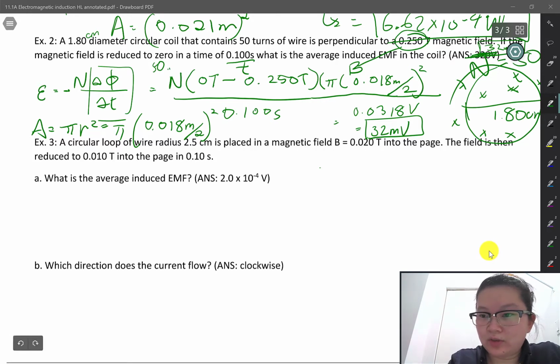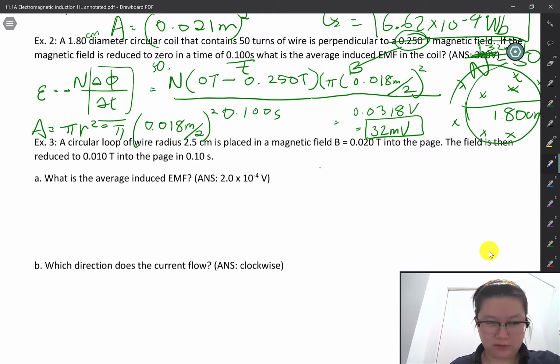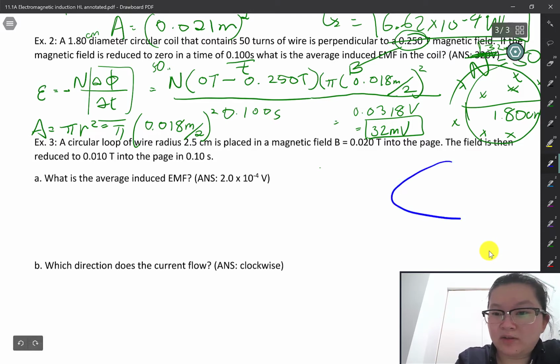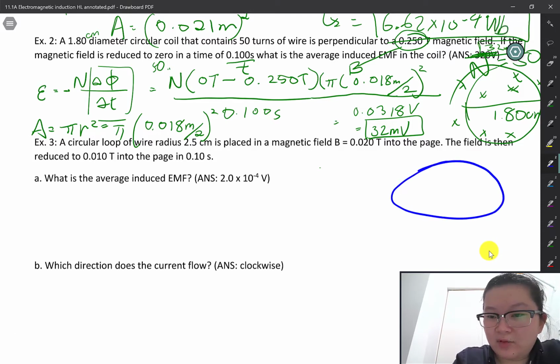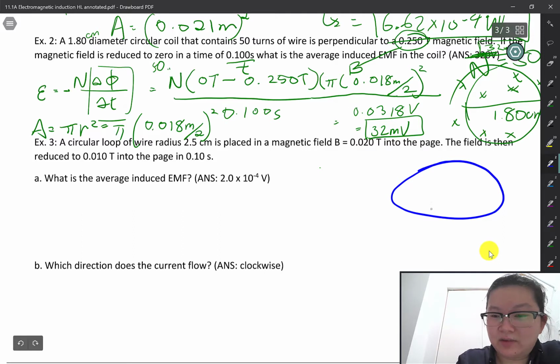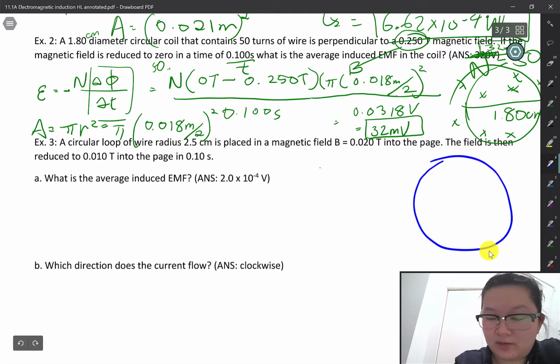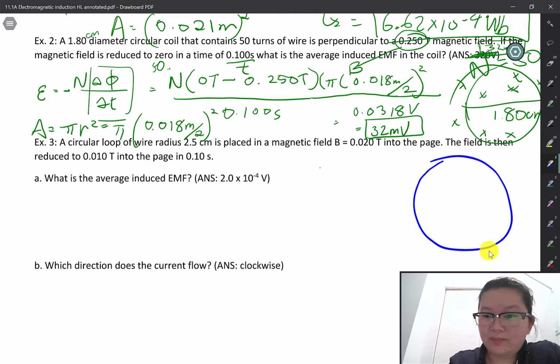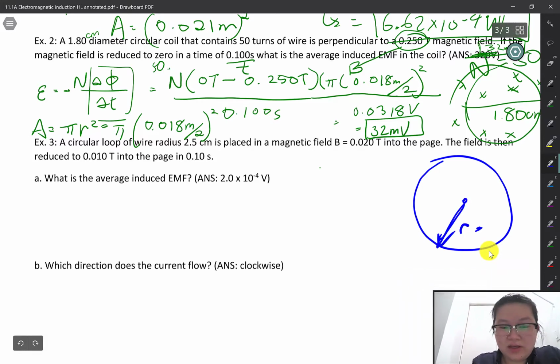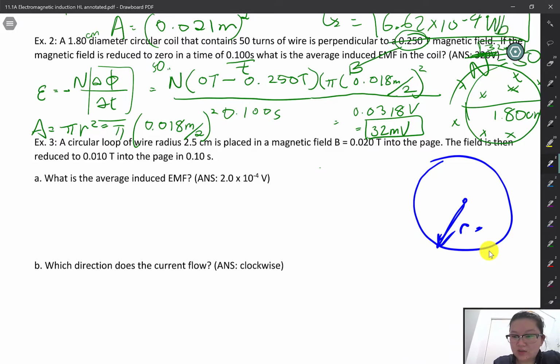Let's do this in green. Maybe let's do it in blue pen this time. Okay, a circular coil of wire, radius 2.5 centimeters. Let's draw a diagram here. So we got this circle, terrible drawing, but alas. I'm going to draw this like a circle, not from a side view. So here we have this radius. This radius is going to be 2.5, or that's just 0.025 meters for our radius.